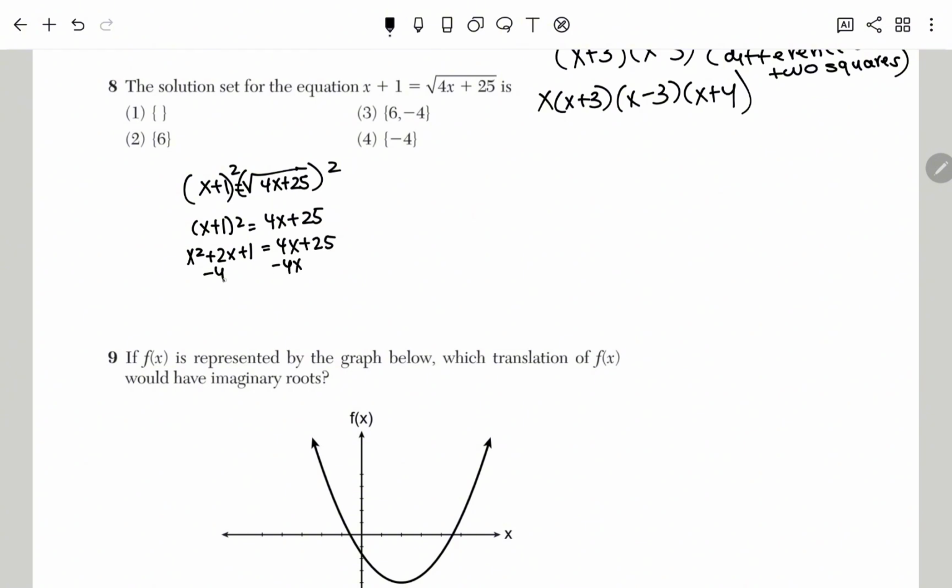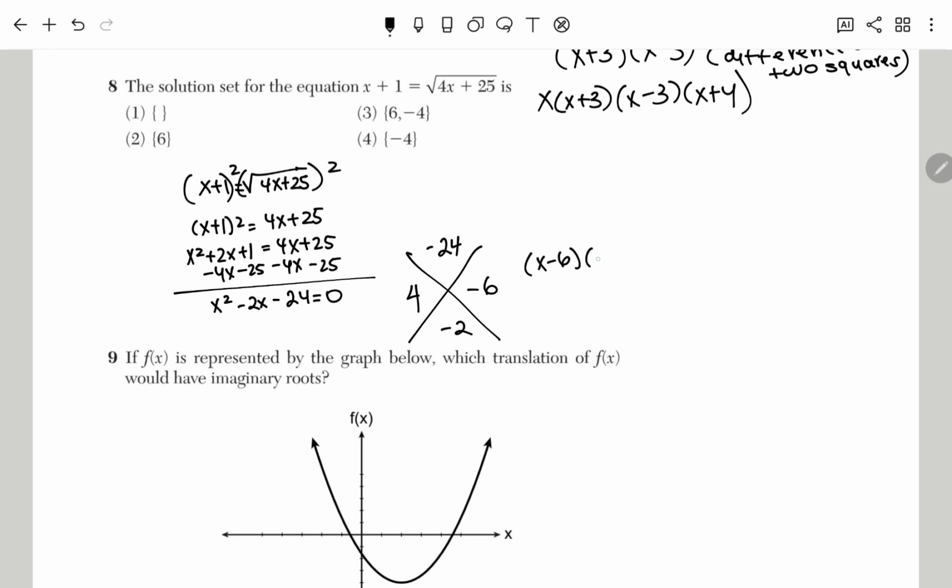Subtract the 4x on both sides. Subtract the 25 on both sides. Simplify. X squared minus 2x minus 24 equals 0. I can factor this, so I'm going to factor it. What two numbers multiply to get negative 24 and add to get negative 2? Well, I can have 6 and 4, and I can make it negative 6 and 4. So I rewrite this as x minus 6, x plus 4.